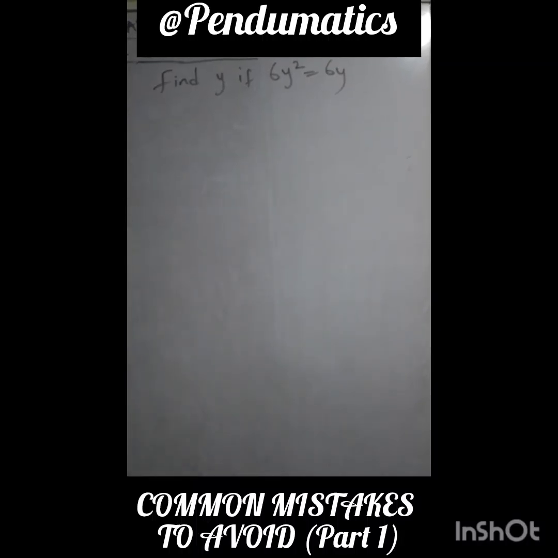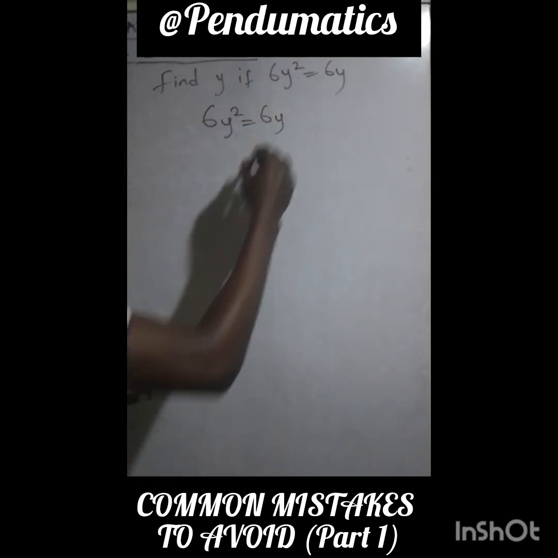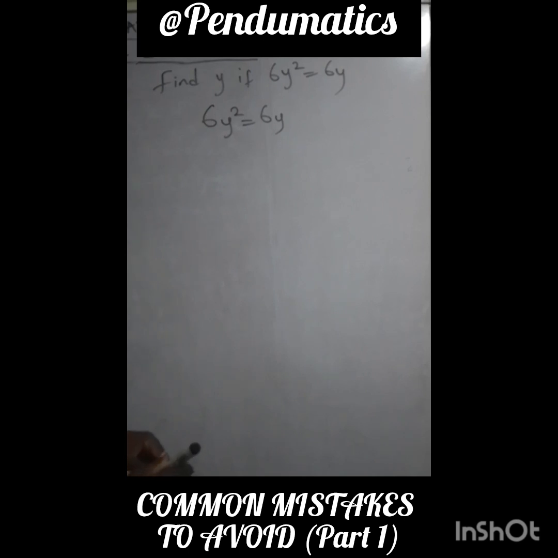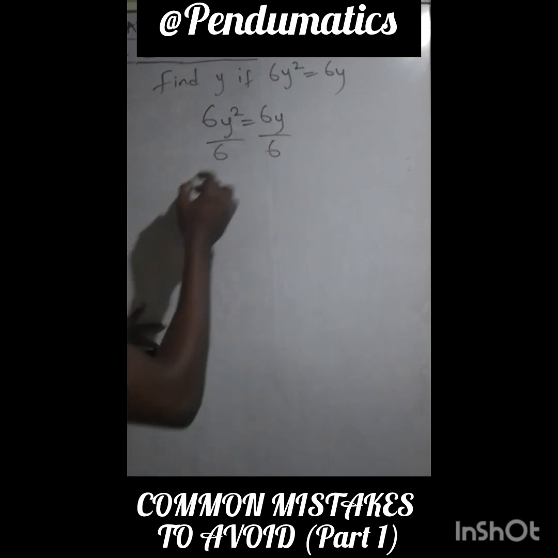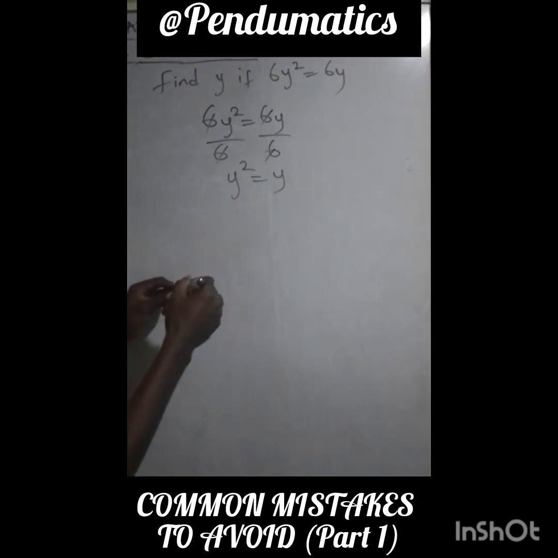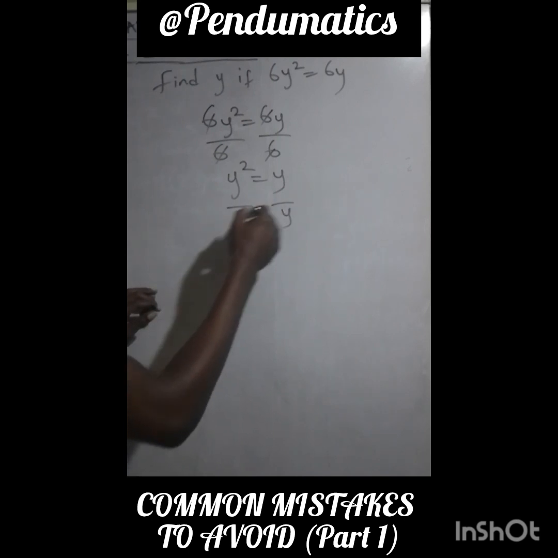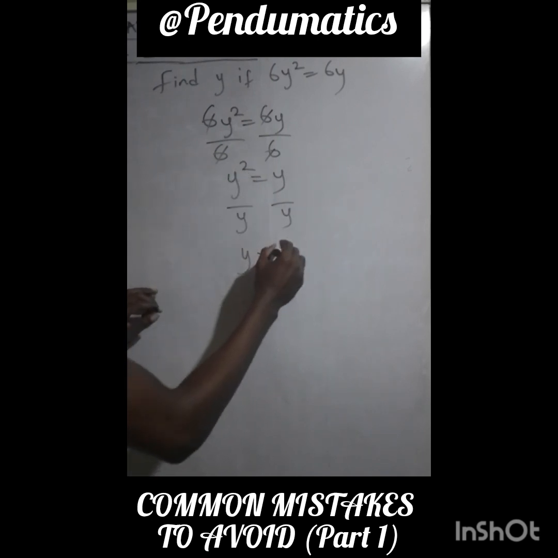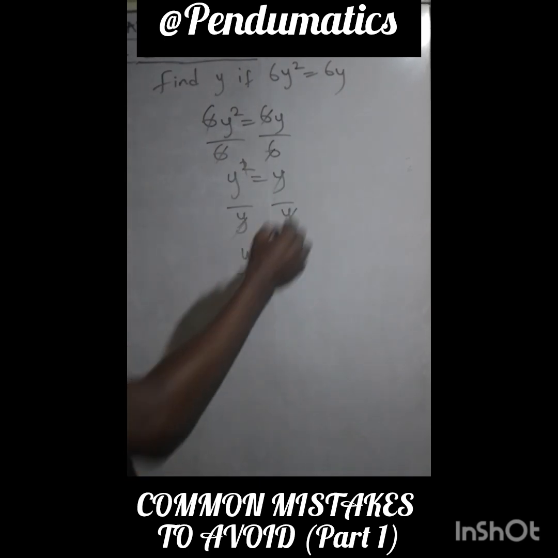Okay, so I want to show you one mistake to avoid if you are given a question like this. Now, some students, when they're asked to solve this, make the mistake of dividing both sides by 6y. Some students can go ahead and divide by 6. They are left with y squared is equal to y. And then they divide again by y. Now, this will remain y is equal to 1, to get y is equal to 1.